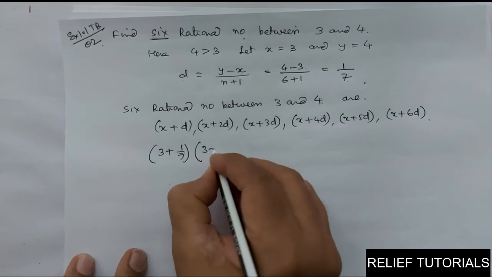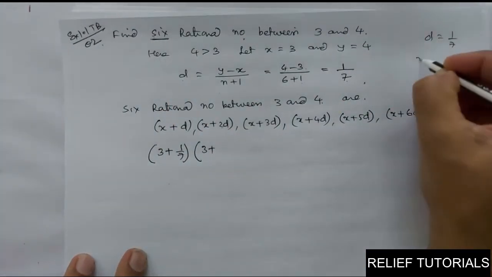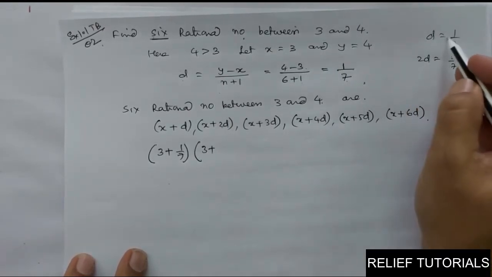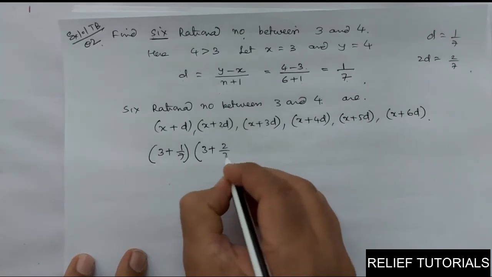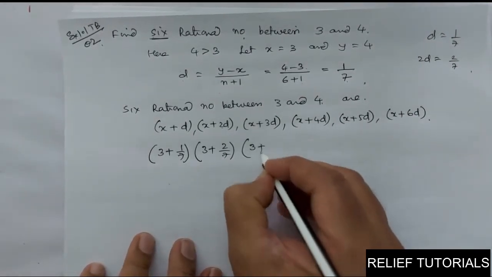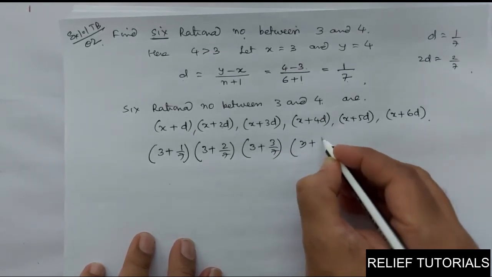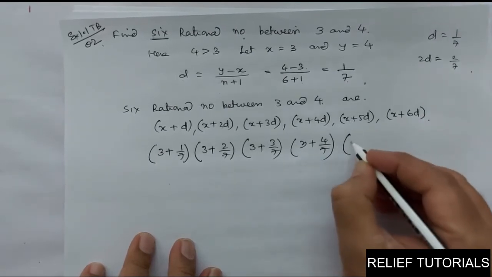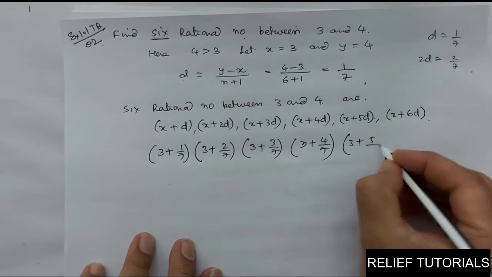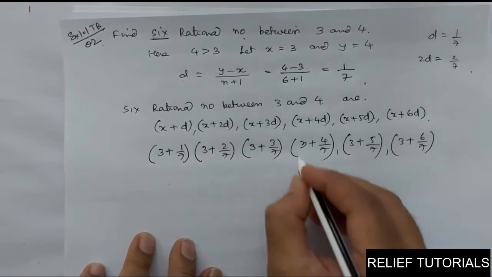Clear? Here 3 plus 2d. D is 1 by 7, so 2d is 2 into 1 by 7, that is equal to 2 by 7. Clear? Here 3 plus 3d, so 3 by 7. 3 plus 4d, so 4 by 7. 3 plus 5d, 5 into 1 by 7, so that is 5 by 7. 3 plus 6 by 7. Clear?